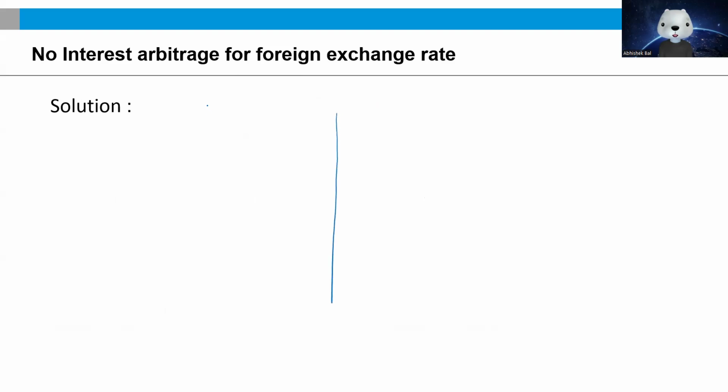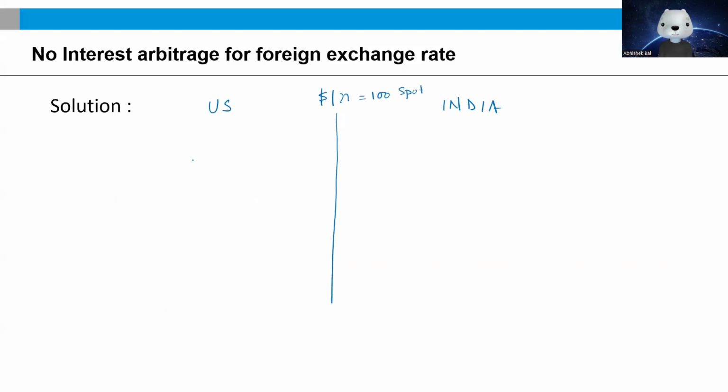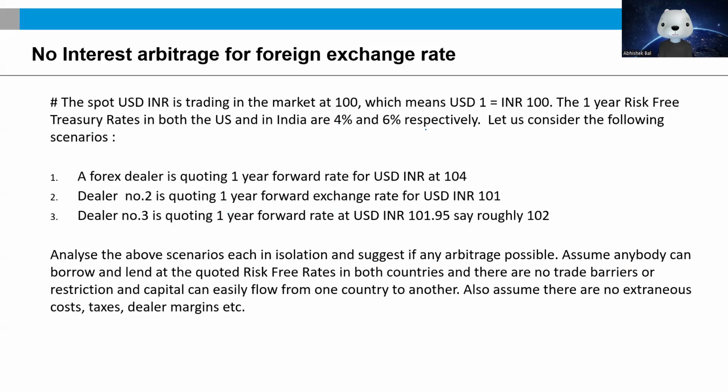And we have two countries to create a scenario, the US and India, my country. The current exchange rate, dollar versus INR, is 100, which is known as the spot rate. Now, what's also being told is that the risk-free treasury rates in the US and India are 4% and 6% respectively. So let's denote them as RF: the risk-free rate of interest in the US is 4%, while that of India happens to be 6%.